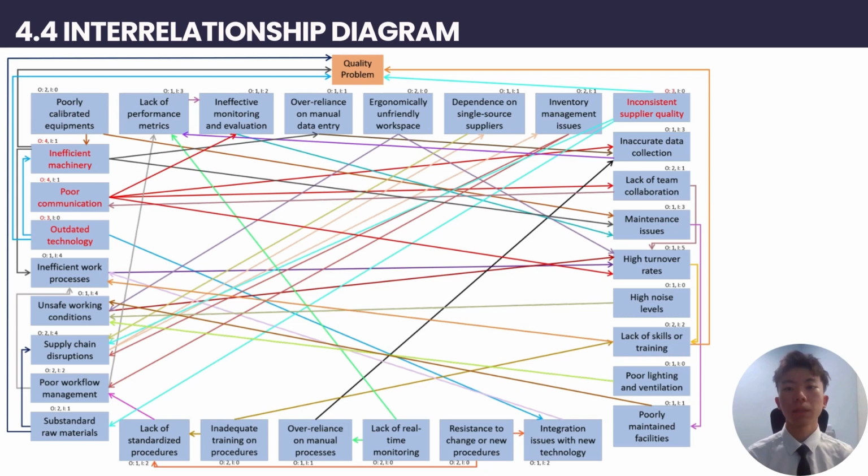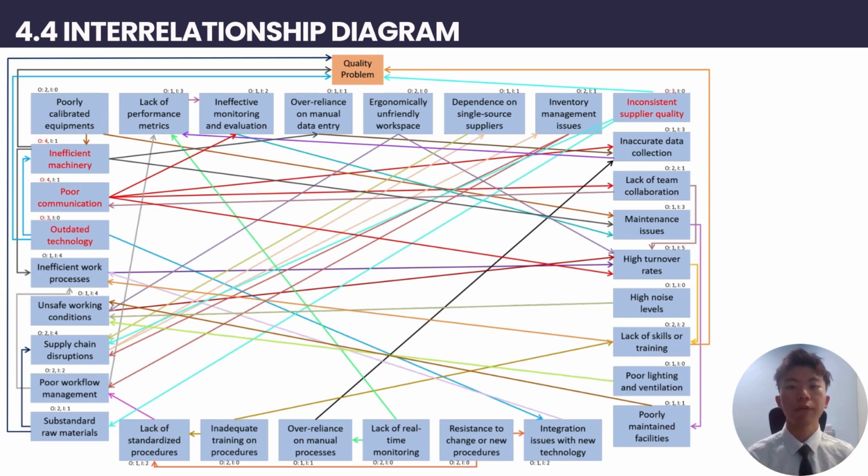My name is Han Yu Chen, matric number AP220238. I will highlight our analysis based on the interrelationship diagram to pinpoint key issues affecting the organization. After we completed the interrelationship diagram, we identified four main issues. First, inefficient use of machinery. Second, poor communication. Third, outdated technology. And the last is inconsistent supplier quality.